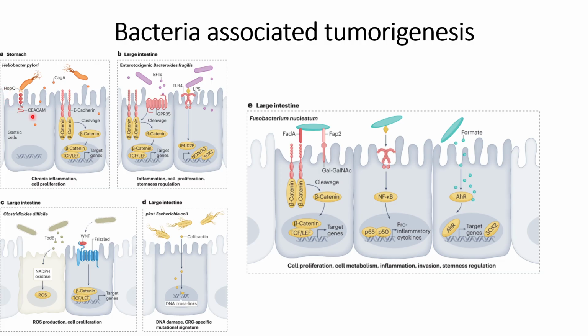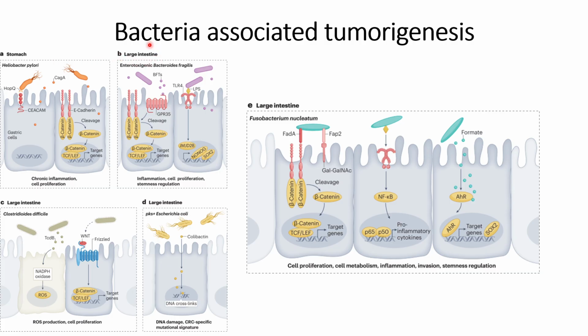It interacts with CEACAM, which is present on the stomach, using these HopQ receptors present on the bacteria. This leads to the release of cytokines into the extracellular matrix, that is CagA, and this CagA then causes the activation of target genes that help in cell proliferation and chronic inflammation. So CagA is the main effector that will affect the other cells present in the stomach.